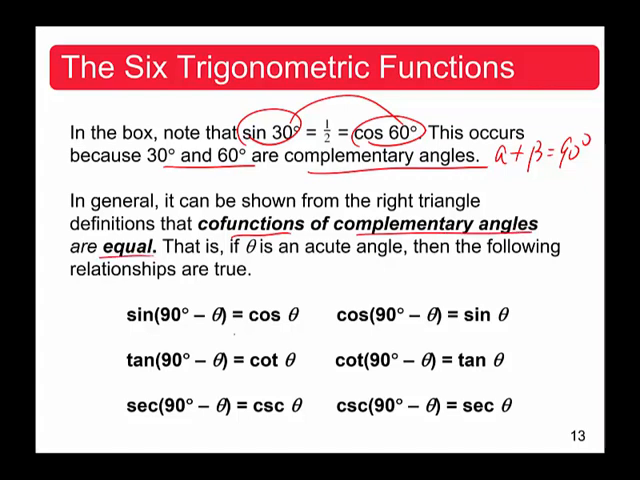That means sine of 90 degrees minus theta equals cosine theta, because these two are complementary angles: 90 degrees minus theta plus theta gives us 90 degrees. And cosine of 90 degrees minus theta equals sine theta. Tangent of 90 degrees minus theta equals cotangent theta. So by applying the complementary angle concept, sine becomes cosine, cosine becomes sine, tangent becomes cotangent, cotangent becomes tangent, secant becomes cosecant, and cosecant becomes secant, because they are complementary angles.